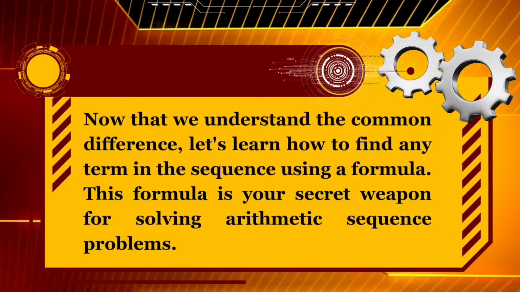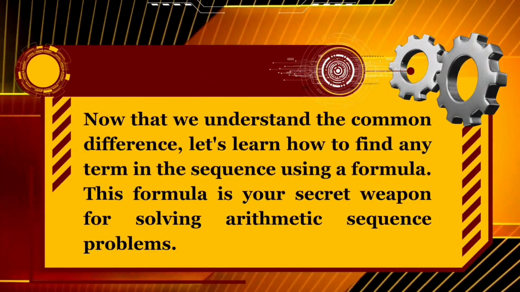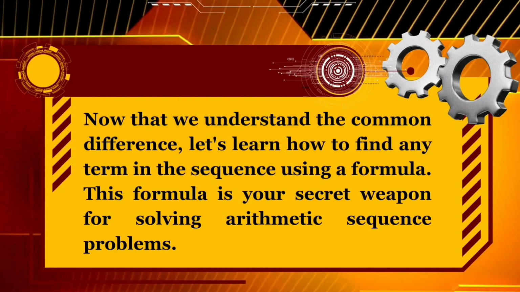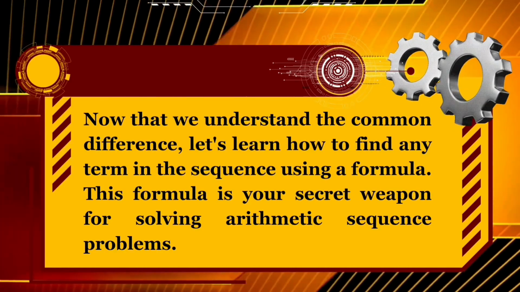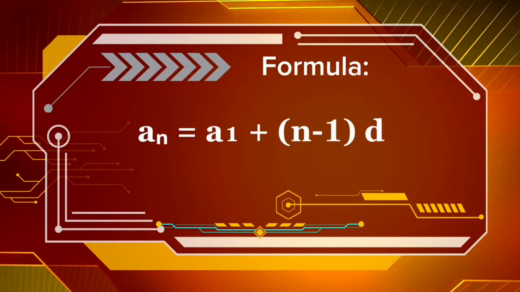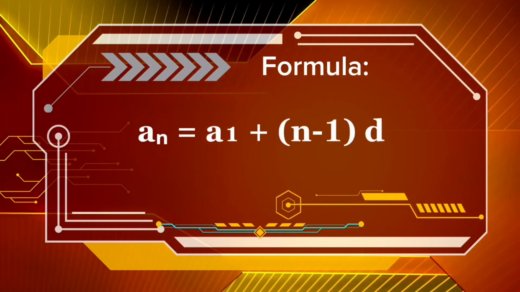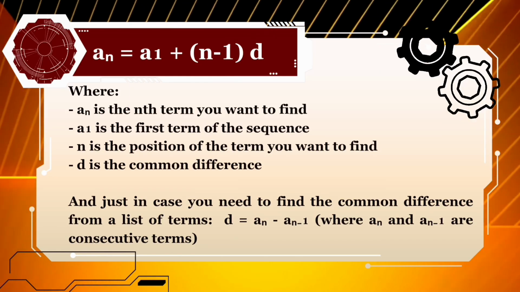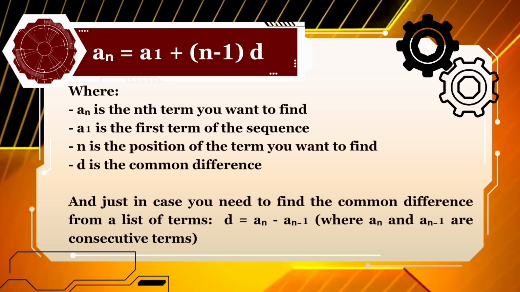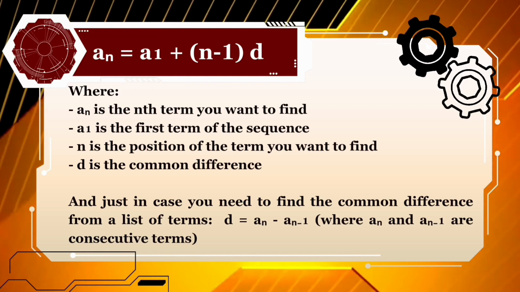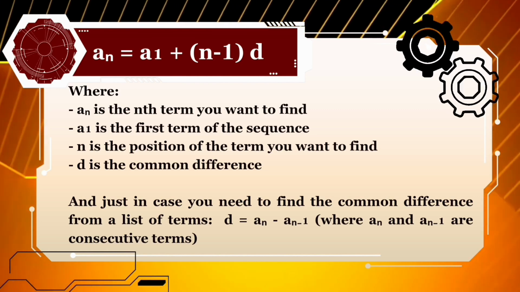Now that we understand the common difference, let's learn how to find any term in the sequence using a formula. This formula is your secret weapon for solving arithmetic sequence problems. a sub n equals a sub 1 plus n minus 1 times d, where a sub n is the nth term you want to find, and a sub 1 is the first term of the sequence. n is the position of the term you want to find. d is the common difference.